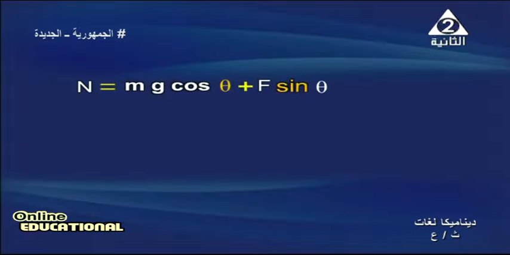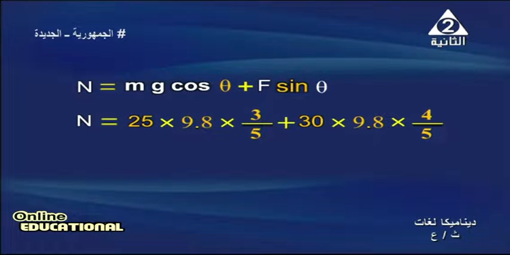The reaction force of the plane N equals mg cosine theta, which is the component of the weight in the direction perpendicular to the plane, plus F sine theta, which is the component of the force in the direction perpendicular to the plane. Then N equals 25 multiplied by g, which equals 9.8, times cosine theta, which equals 3/5, plus the magnitude of F in Newton, 30 times 9.8.